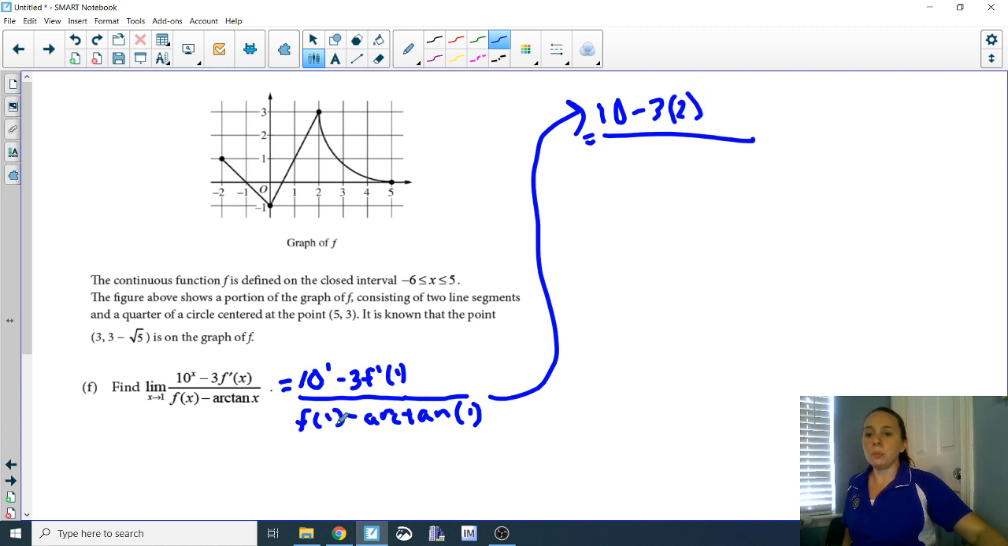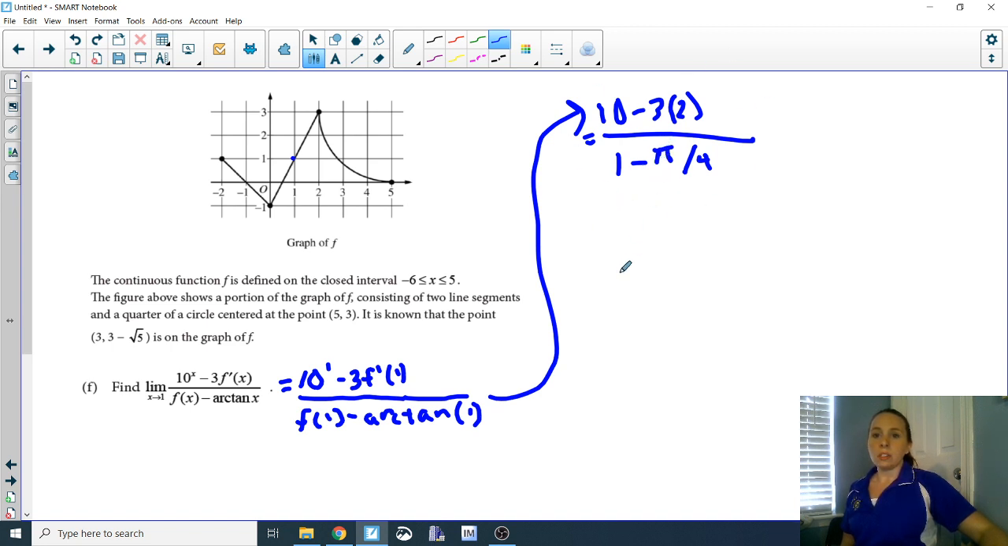In the bottom, we have an f of 1. That means go to when x is 1. And what is the y-coordinate on the graph of f? It is 1. Minus, we have the arctangent of 1. Now, if this was non-calculator, which I think that they could possibly do in other years, you would just need to know this one, but it's calculator allowed. Anyway, the arctangent of 1 is pi over 4.